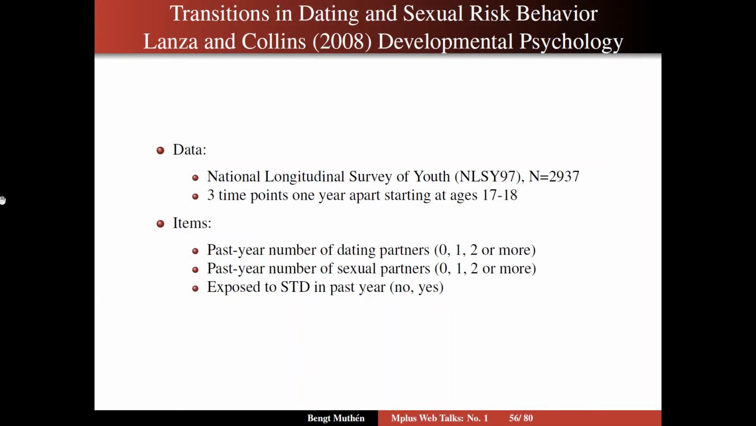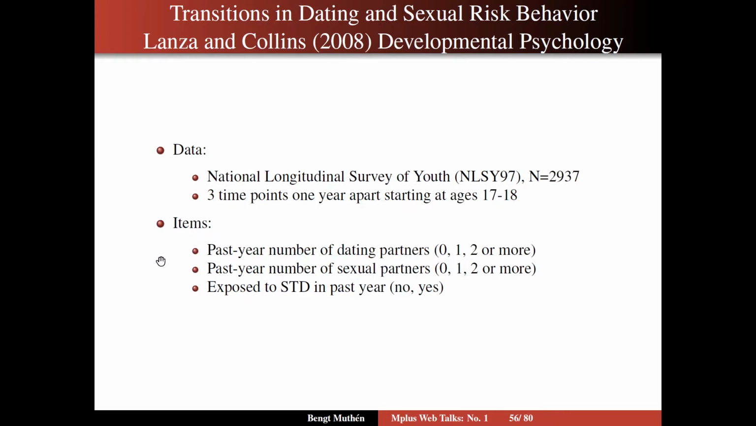On slide 56, we take a look at the second example, transitions in dating and sexual risk behavior, from the 2008 Developmental Psychology article. We talked about this data set earlier in segment 2 on slides 5 to 7. And just a repetition here, the data come from NLSY 97, about 3,000 subjects, 3 time points 1 year apart for individuals aged 17 to 18 when they started.